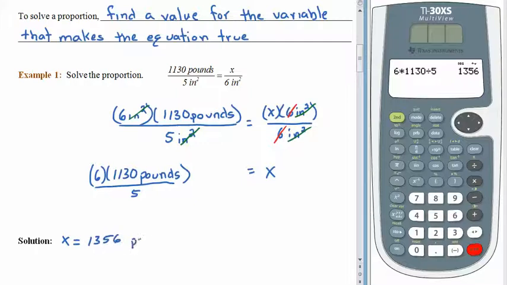And those are pounds. Okay, now do you have to keep the units in your work like this all the way through? No, of course not. Most of us don't.